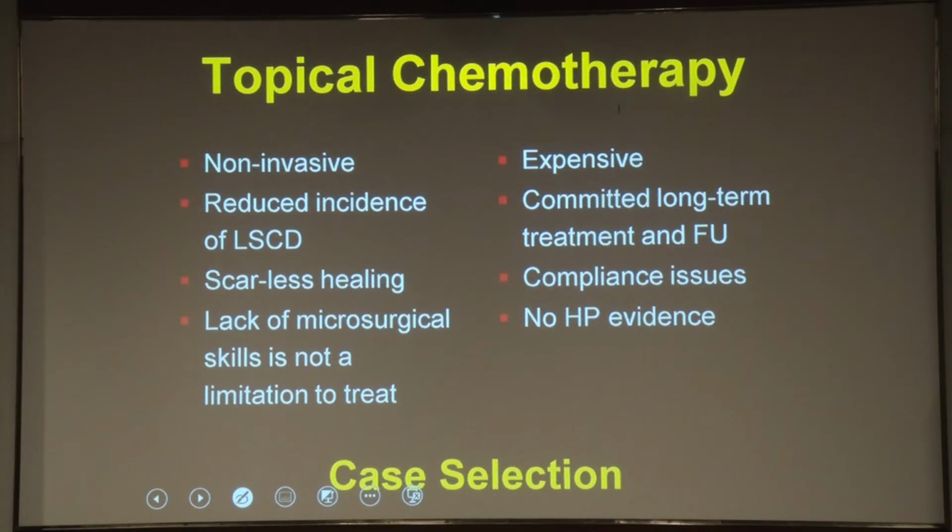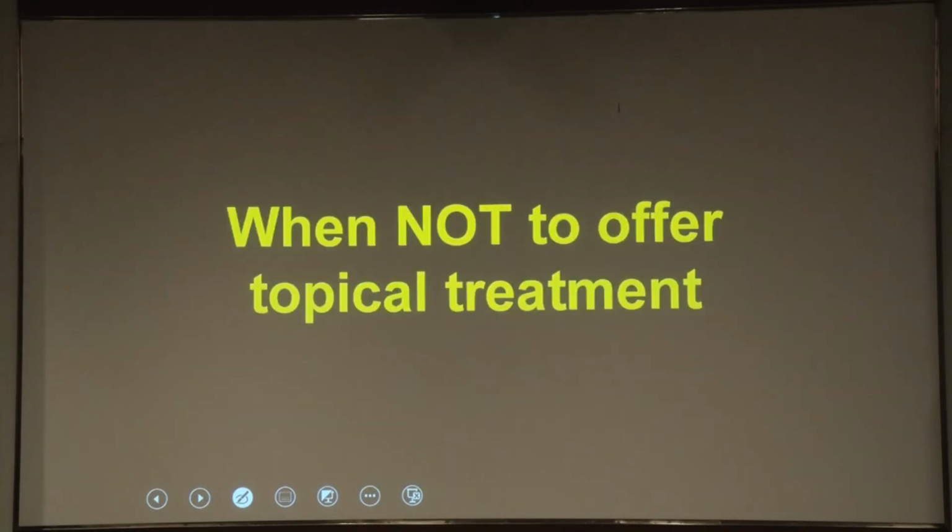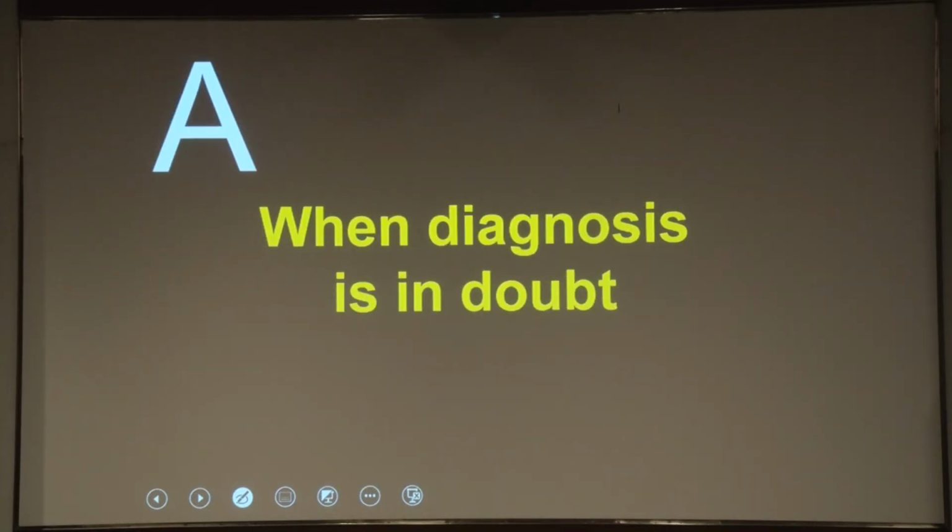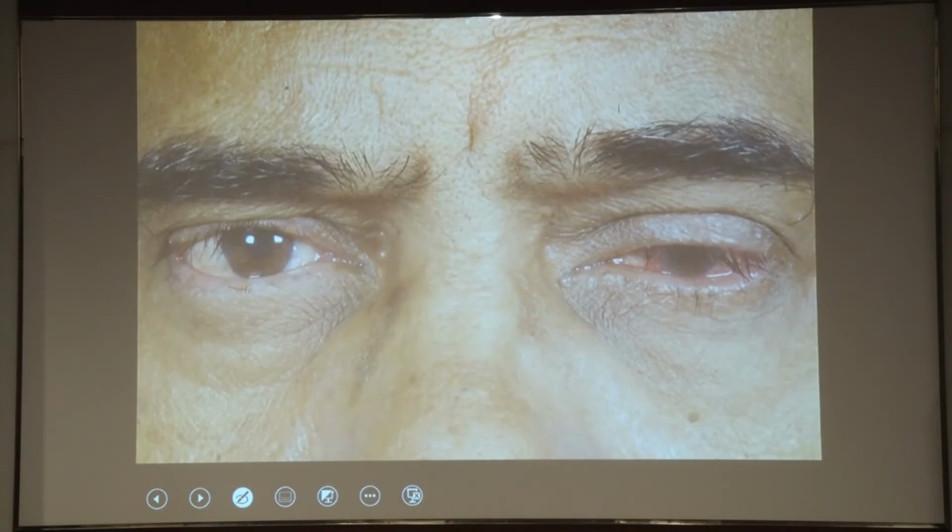The next is about topical chemotherapy case selection. These are the advantages and disadvantages. I won't elaborate on that, but mainly topical therapy sometimes can turn out to be more extensive than one-time surgery. That you have to keep in mind, and also the compliance of the patient in terms of using the drops. Otherwise, it's not a good idea. When not to offer topical therapy: when the diagnosis is in doubt.